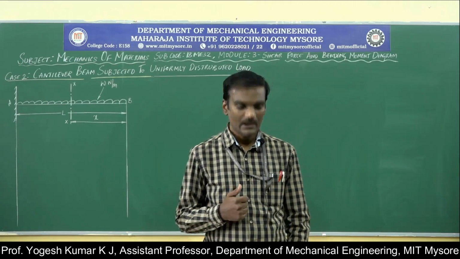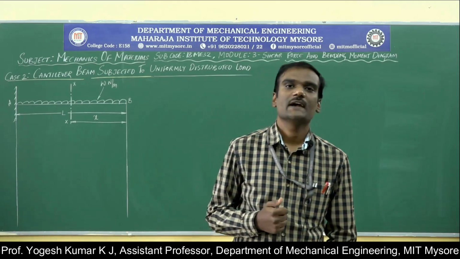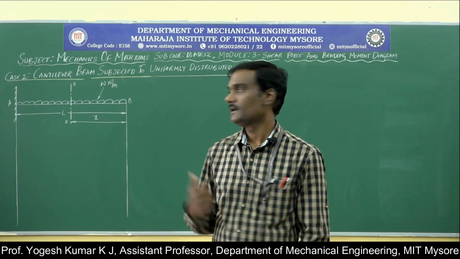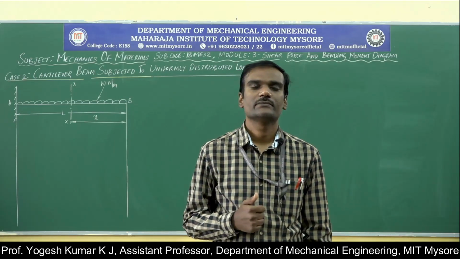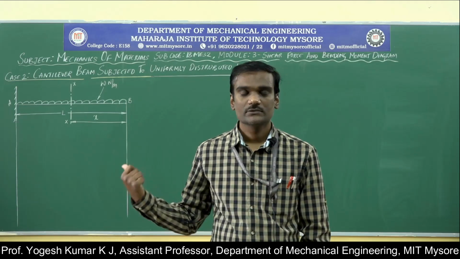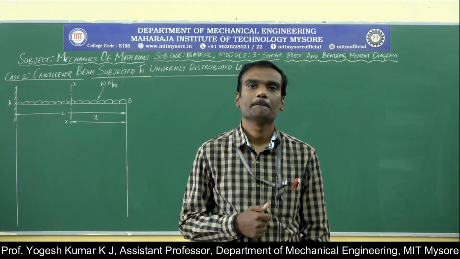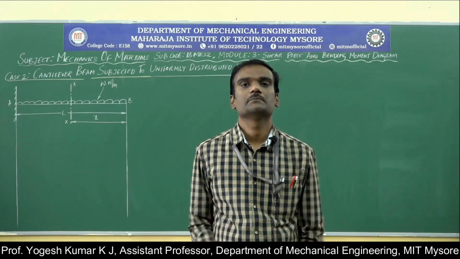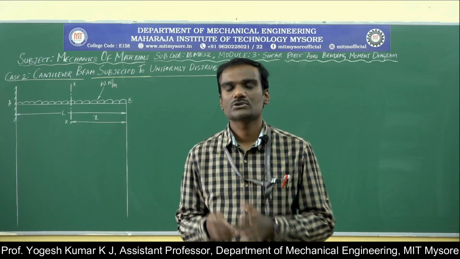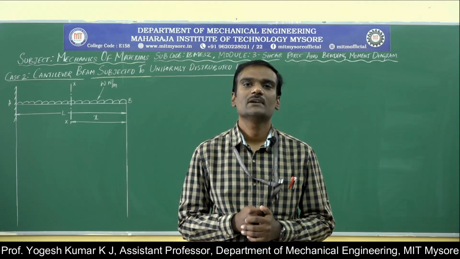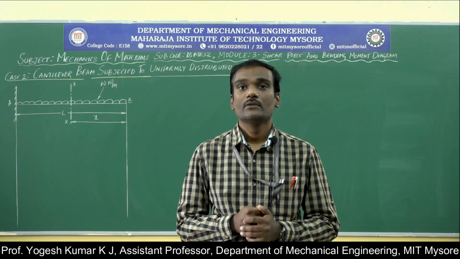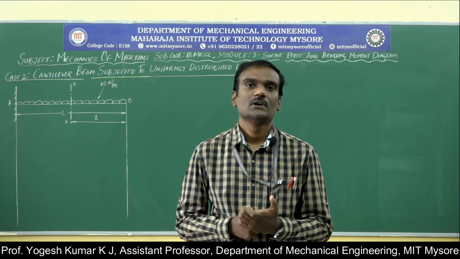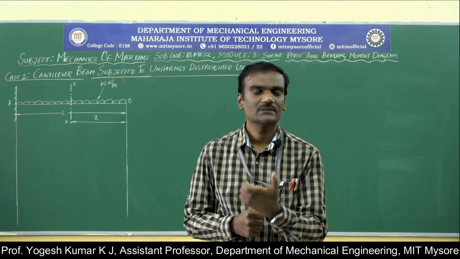Observe the diagram. I have considered a section XX which is at a distance x from the free end B. We have made the problem simpler now. Instead of considering the entire length of the beam, we have taken only a small portion of the beam. That small portion of the beam is x. Now our focus is only for a span length of x. So the UDL is acting for a span length of x.